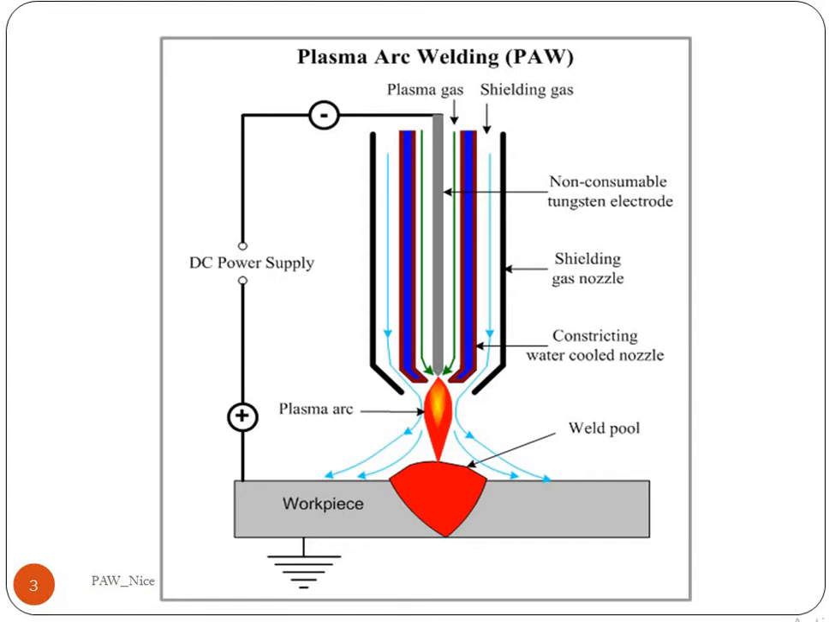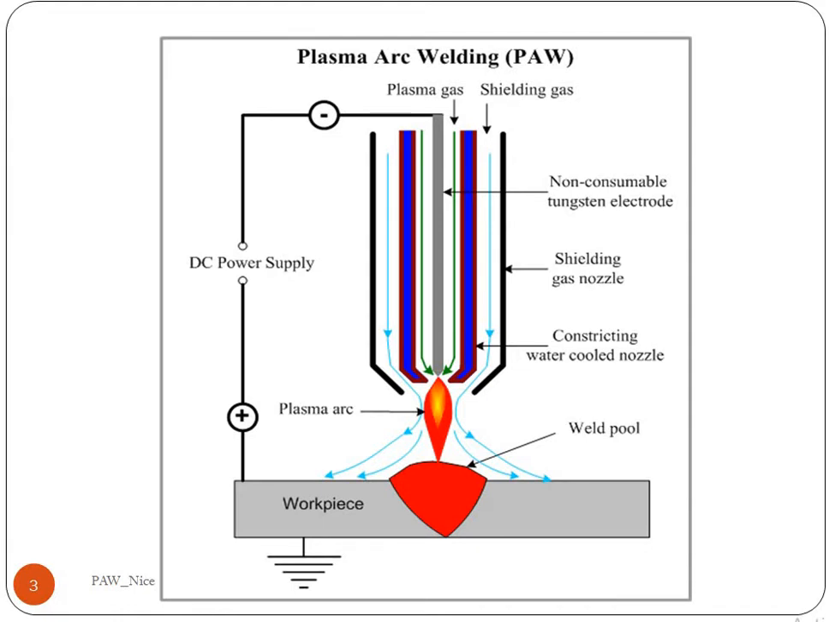As you all know, it is a high energy content gas, so the temperature rises very high. So the plasma arc shield should be cooled by something like water. A constricting water cooled nozzle is therefore placed near the plasma arc welding process.